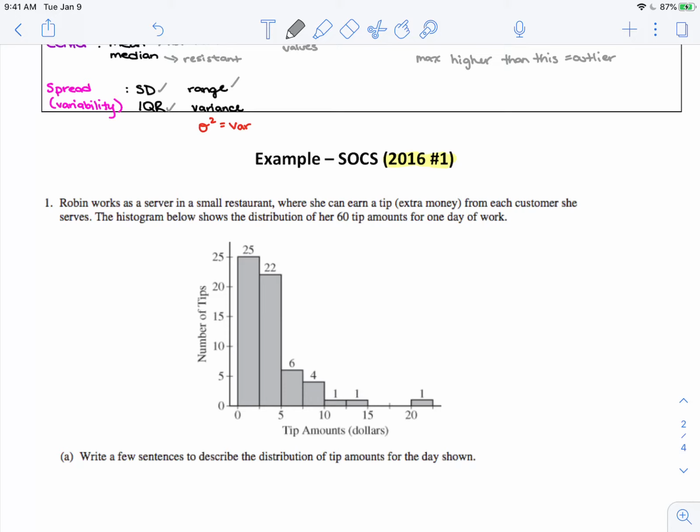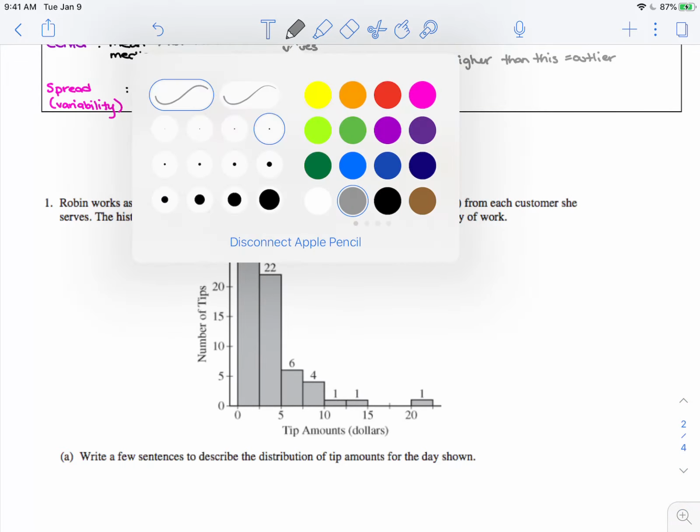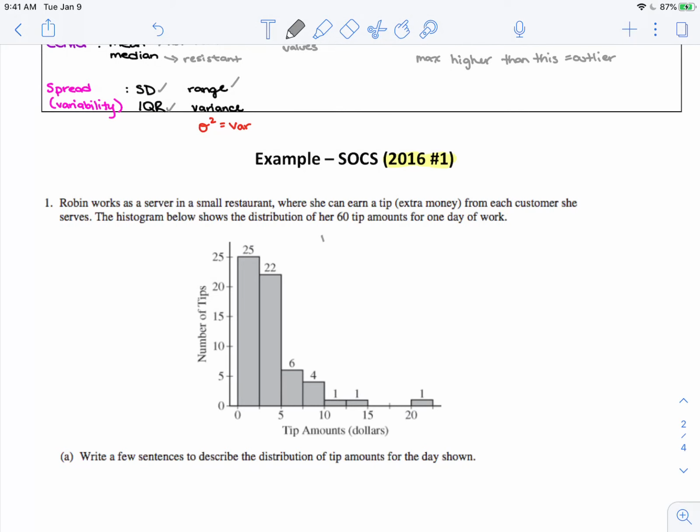Robin works as a server in a small restaurant where she can earn a tip, extra money, from each customer she serves. The histogram below shows a distribution of her 60 tip amounts. So the sample size there is 60 for 1 day of work. Part A, write a few sentences to describe the distribution of tip amounts for the day shown. Describe the distribution right there.